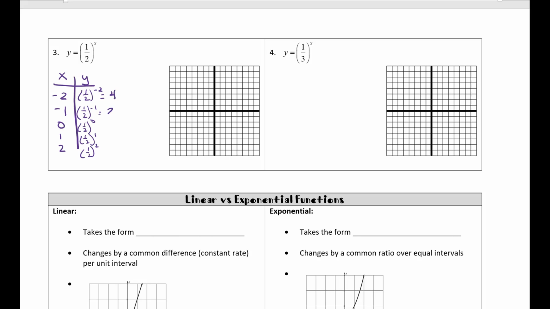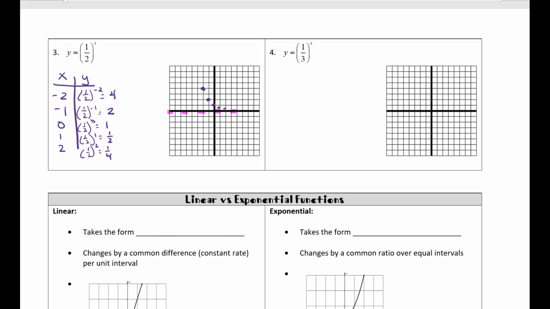Okay, so 1/2 to the -2nd power, remember this negative just means it's the reciprocal, would equal +4. 1/2 to the -1st is 2. 1/2 to 0 is 1. 1/2 to the 1st power is 1/2. And 1/2 to the 2nd power is going to be 1/4. So when we draw this time, we're going to do -2, 4. We're going to have -1, 2, 0, 1. Okay. And again, we have our asymptote because this graph is never going to touch the x-axis.